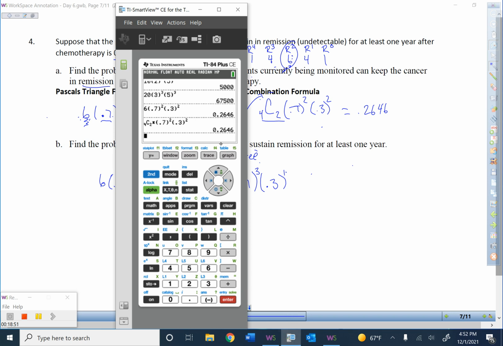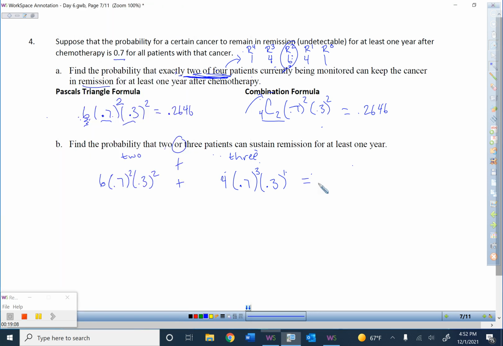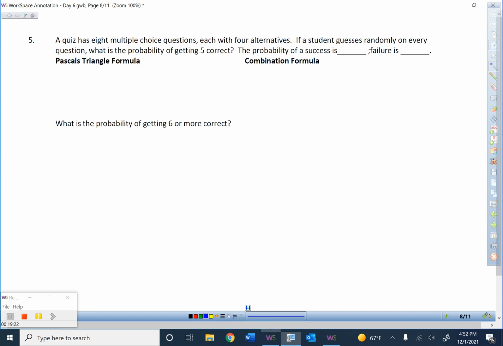Okay, I already have this number, so I'm just going to say plus, and then 4 times the 0.7 getting raised to the third power, and the next one, 0.3, is the first power, for a total of 0.6762 of a probability. So really pretty likely. Okay, it's over half. Okay, we'll do this a few more times because it takes a while to get the hang of how the pattern is showing up, but once we get the pattern, they will go really fast.